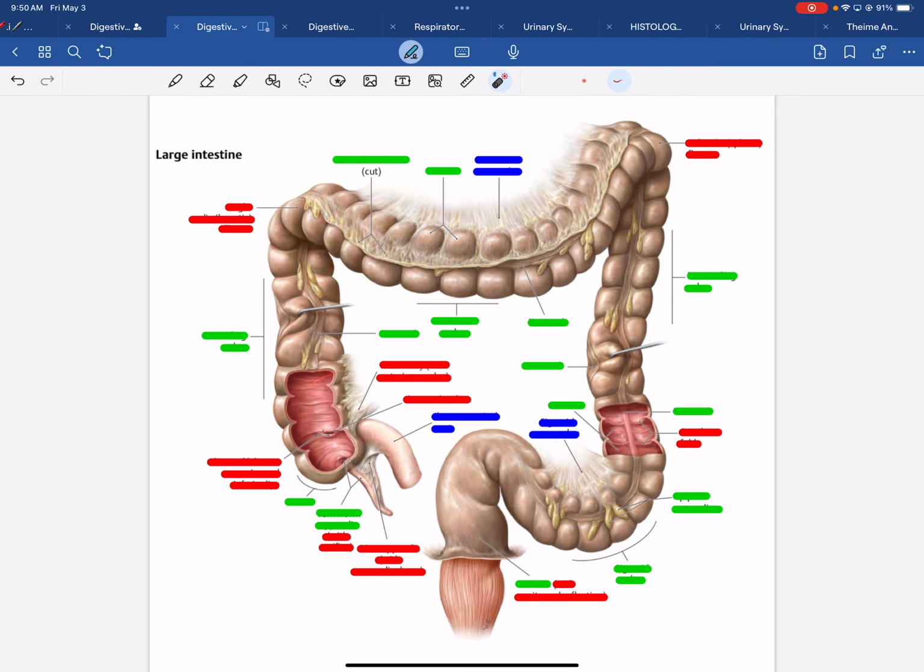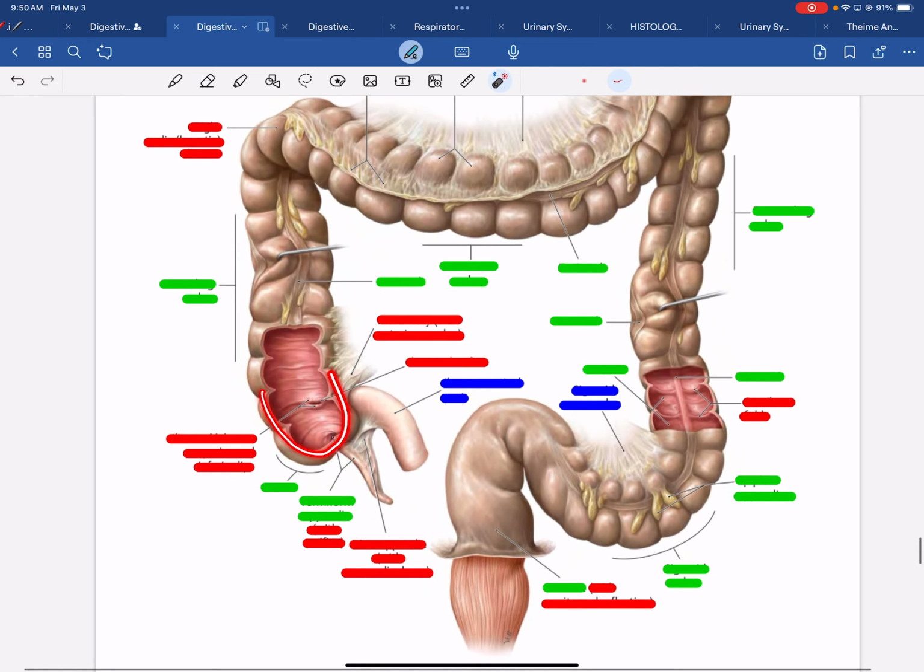What are the 4 parts of the large intestine? That's the colon. So the 4 parts of the large intestine are the cecum, the colon, the rectum, and then the anal canal. So which part is this? Good, this is the cecum. And then what is this hanging off of the cecum? Good, what kind of appendix?